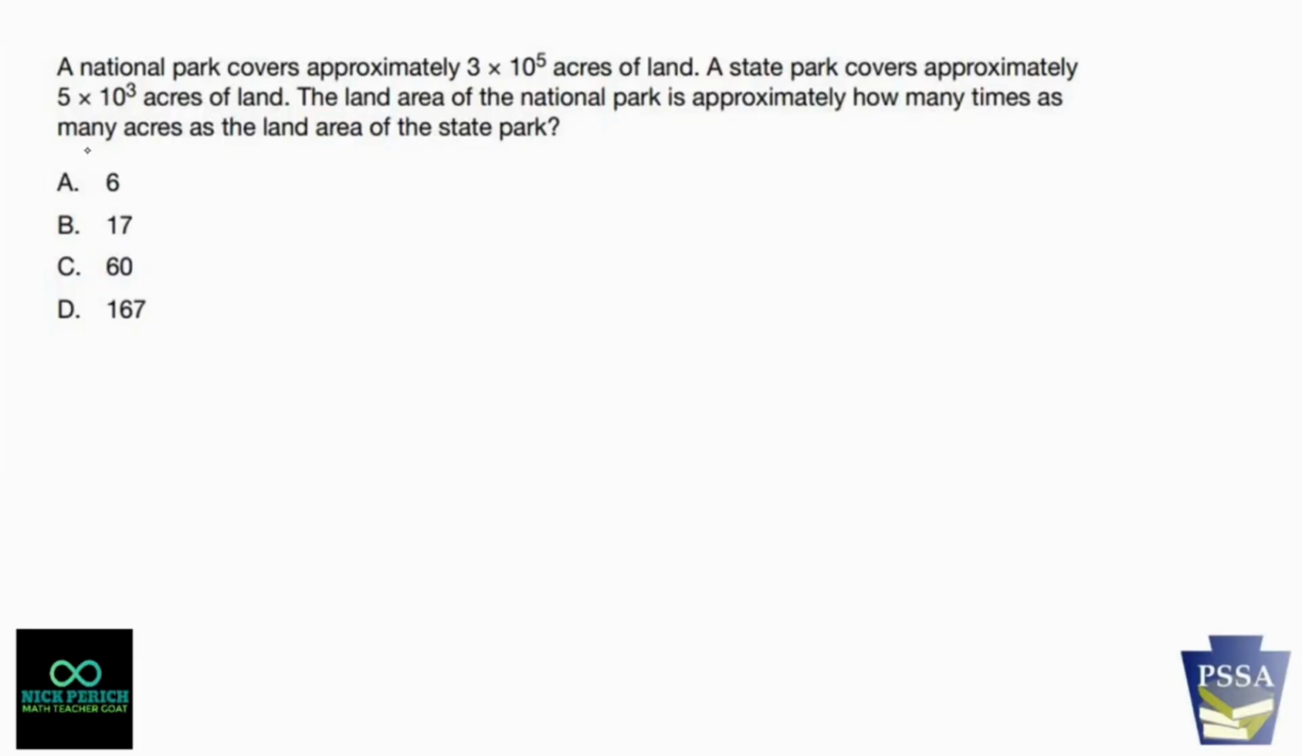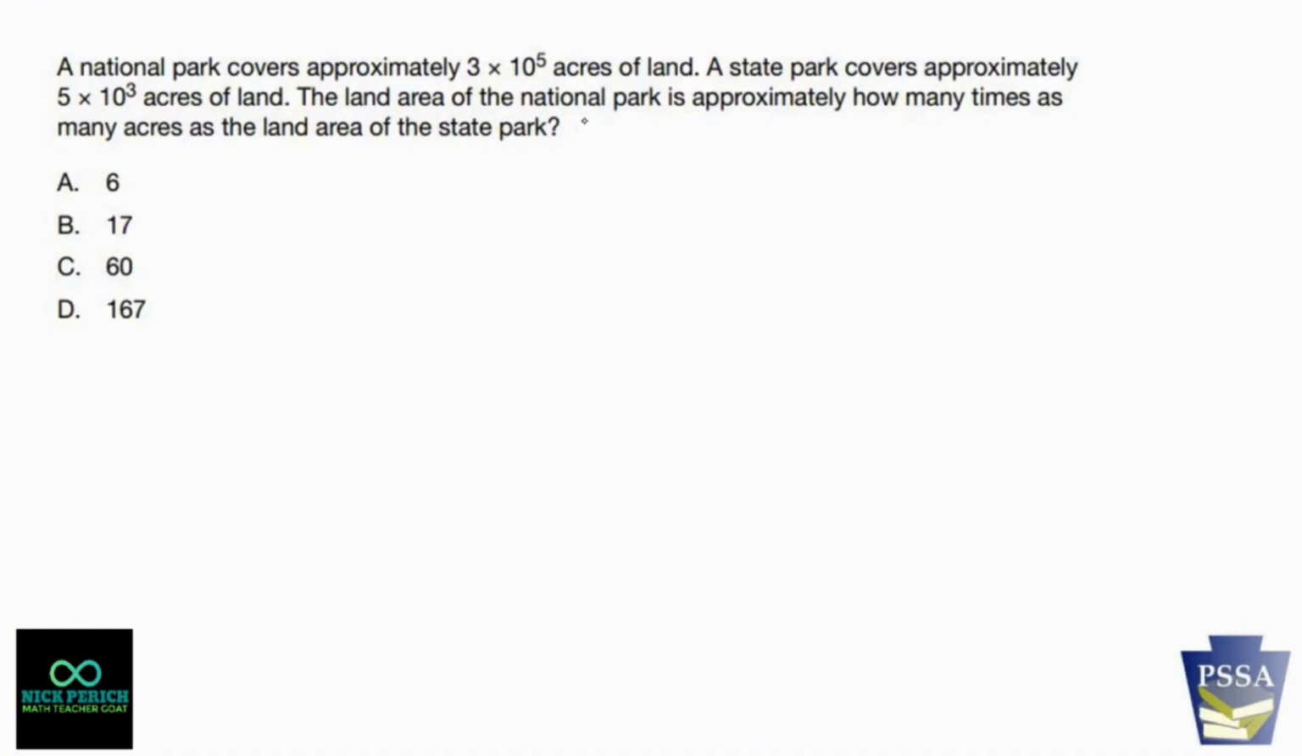All right, this is an 8th grade PSSA math problem, and you're not allowed to use a calculator for this one. So let's take a look. A national park covers approximately 3 times 10 to the 5th power acres of land. That's scientific notation, boys and girls. A state park covers approximately 5 times 10 to the 3rd acres of land.